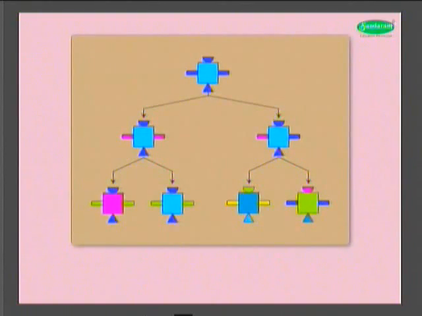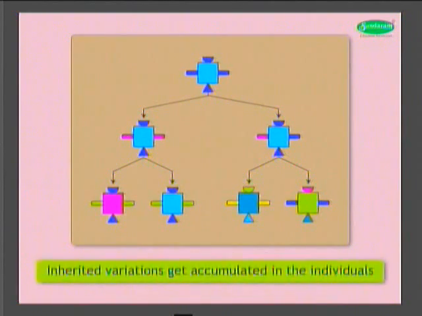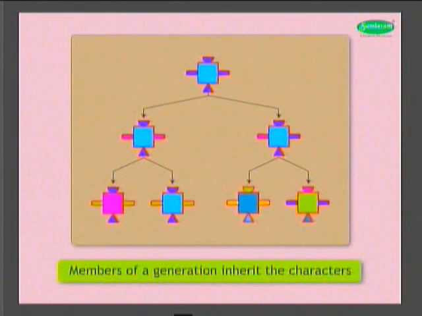In this lesson, we shall deal with the mechanism by means of which variations are created and are passed on from one generation to another, or in other words, inherited. These inherited variations get accumulated in the individuals of forthcoming generations. Members of a generation inherit the characters from the members of the previous generation.